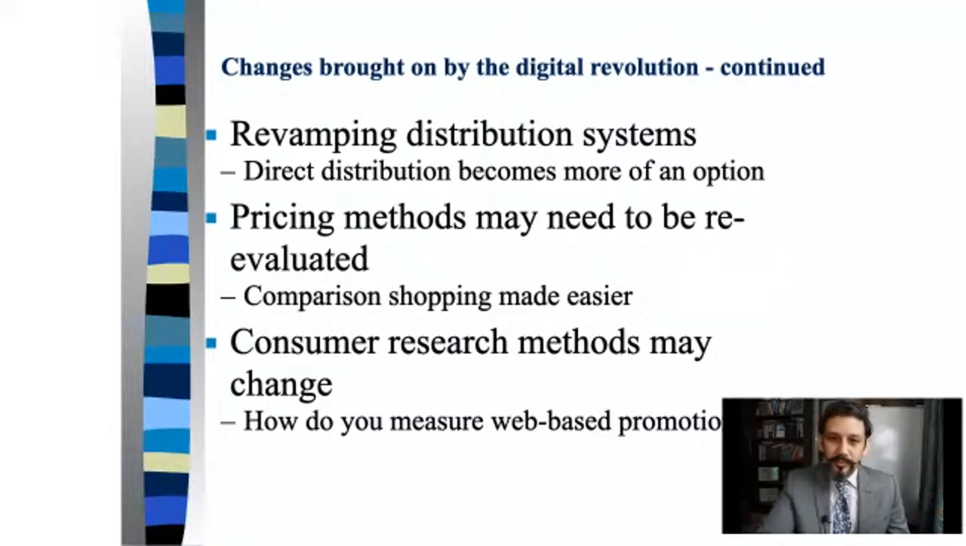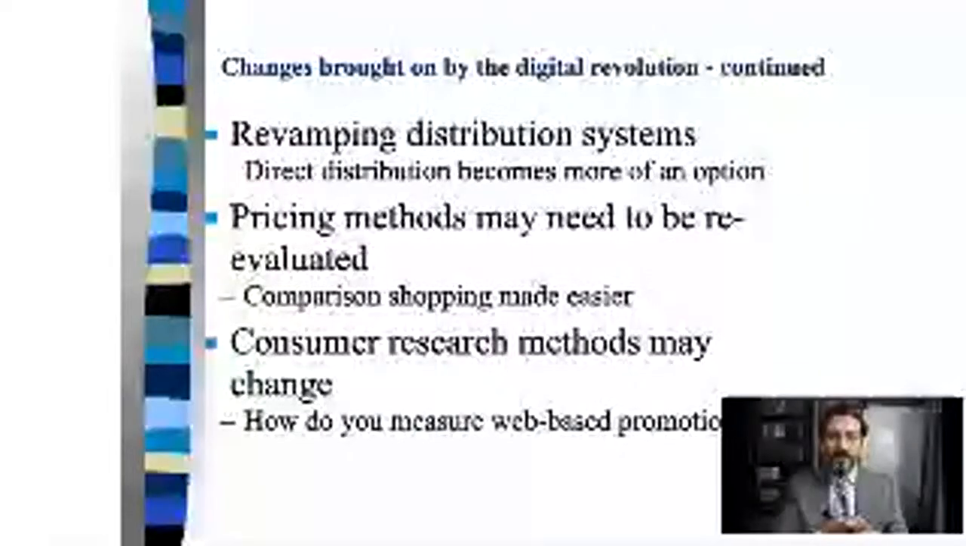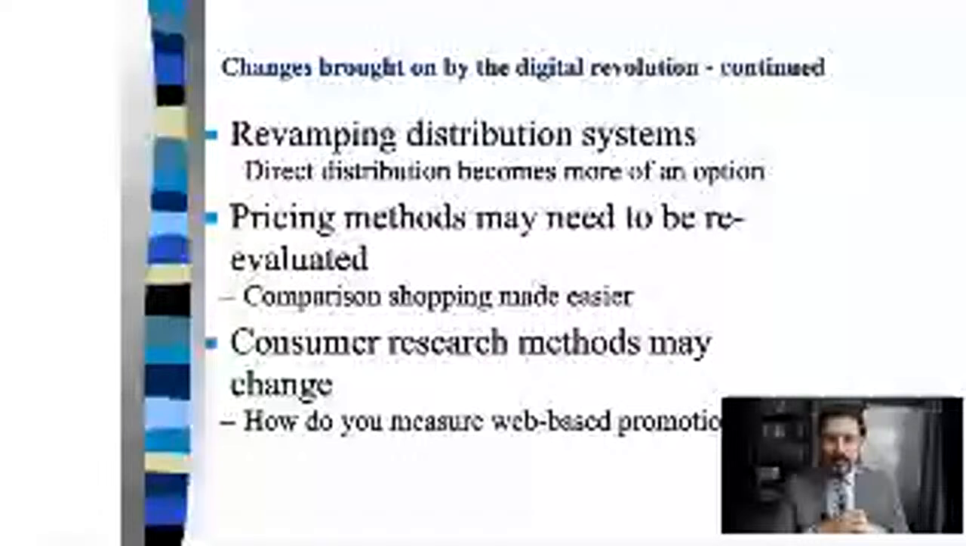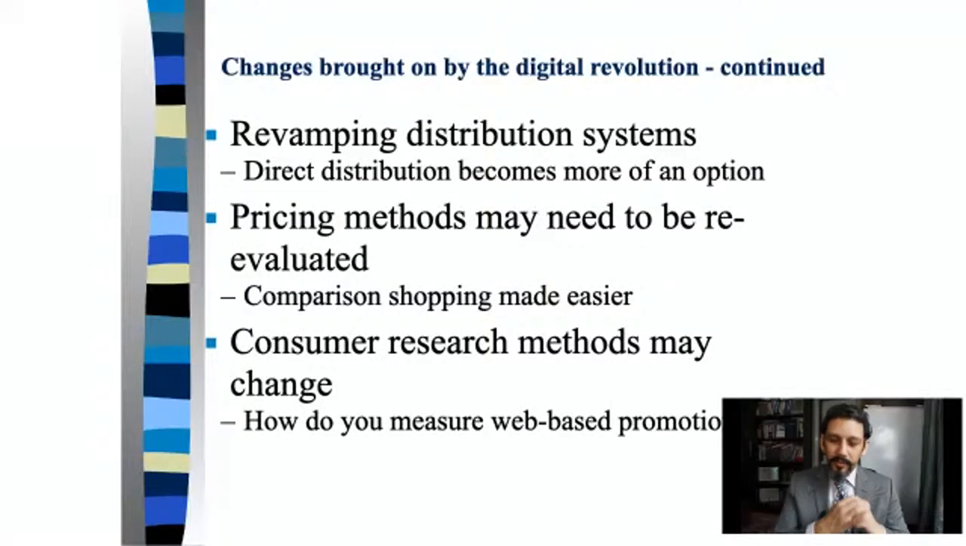We have been able to revamp our distribution systems. Companies are going for direct distribution. You will go online and you enter the type of product you want to purchase. That order goes to the factory, and from the factory, that product is shipped directly to the customer. Price comparisons have become much easier. Customers are able to go online and search for comparative prices between different products and services. And the consumer research methods have changed. How do you measure web-based promotions? Well, we've got the tools now.